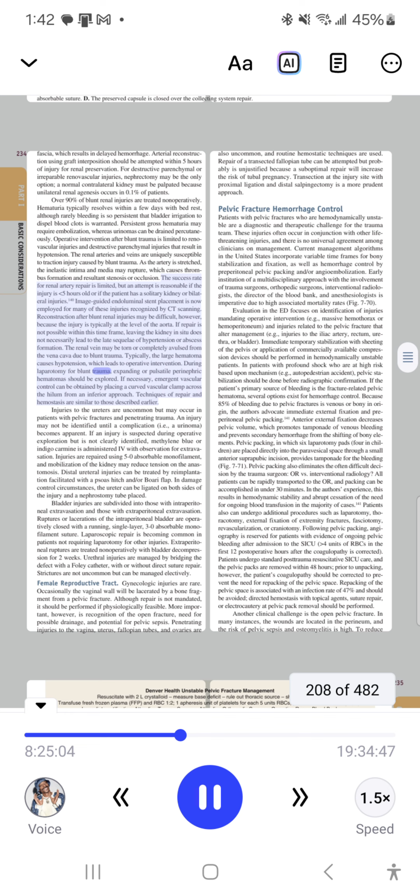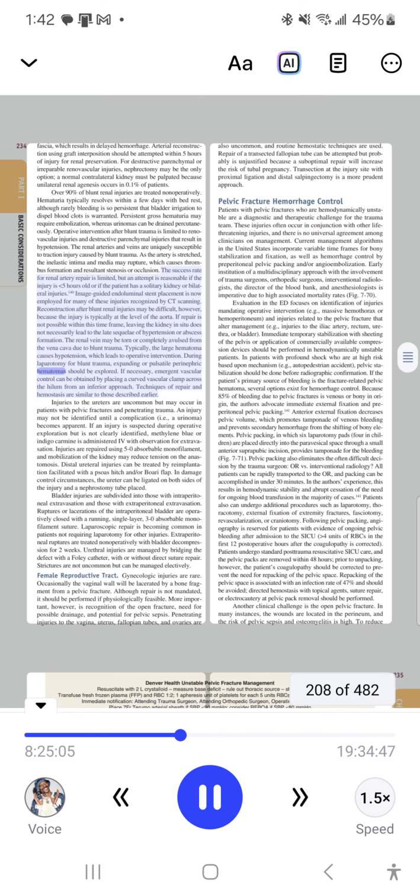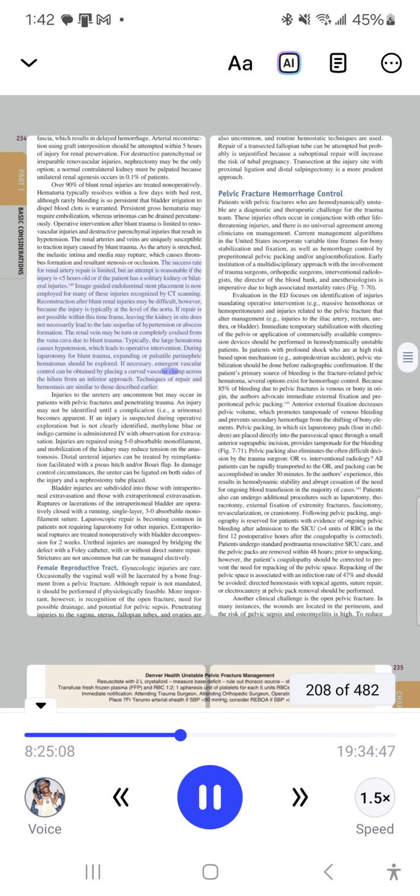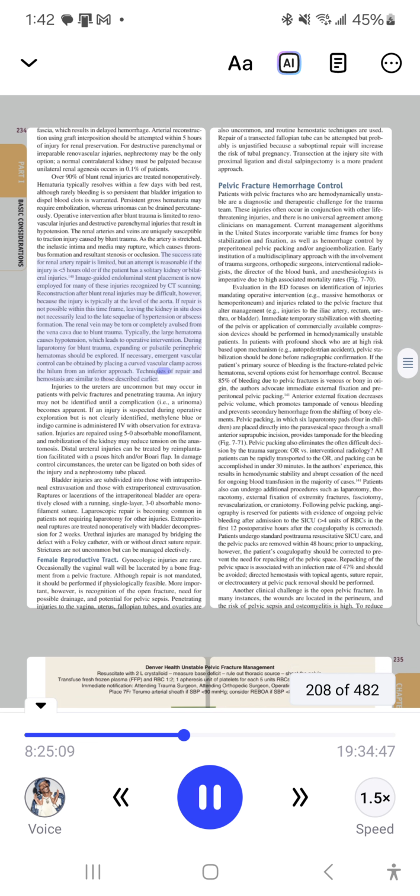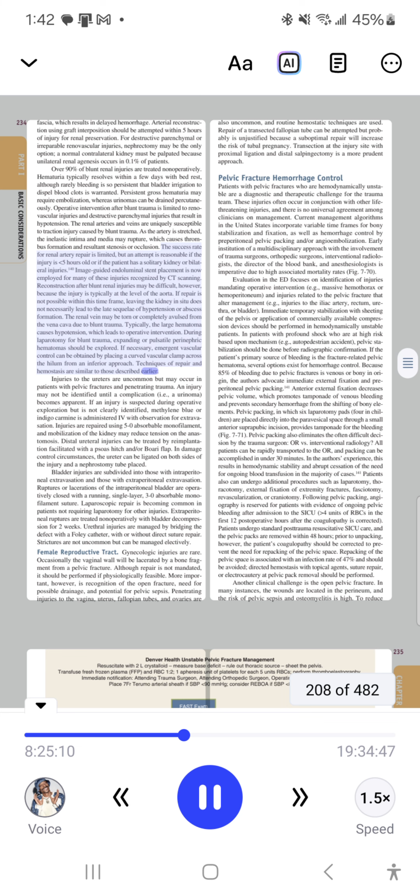During laparotomy for blunt trauma, expanding or pulsatile perinephric hematomas should be explored. If necessary, emergent vascular control can be obtained by placing a curved vascular clamp across the hilum from an inferior approach. Techniques of repair and hemostasis are similar to those described earlier.